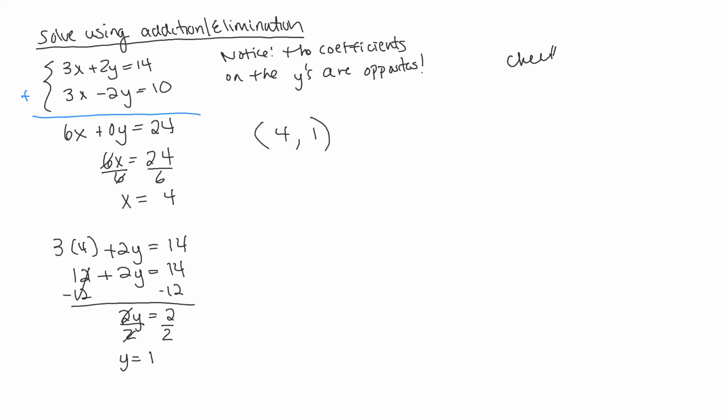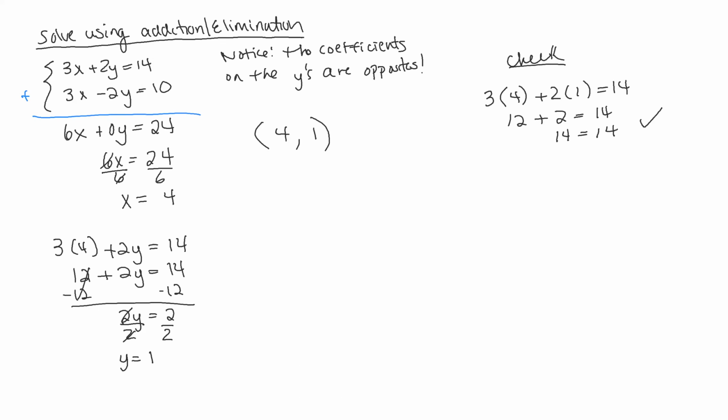Remember, an ordered pair is a solution if when plugged into the equations, it makes both equations true. So anywhere we see an x, we're going to plug in a 4. Anywhere we see a y, we're going to plug in a 1. So let's look at the first equation. I get 3 times x, which is 4, plus 2 times y, which is 1, equals 14. 3 times 4 is 12. 2 times 1 is 2. And then 12 plus 2 is 14. 14 equals 14. So the first equation is true.